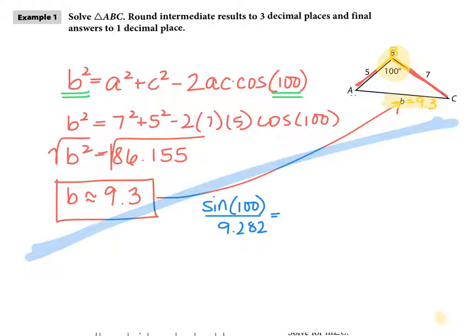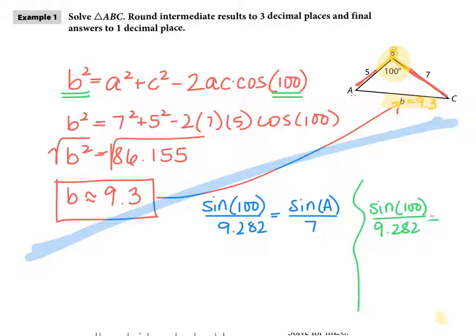Do you want to find angle A, angle C? Up to you. So if I find angle A, I'm going to say sine of angle A over 7. And then, just like we've done before, you can cross multiply. Similarly, you could set this up for angle C. You could say sine of 100 over 9.282 equals sine of C over 5. And you would cross multiply and use the inverse.